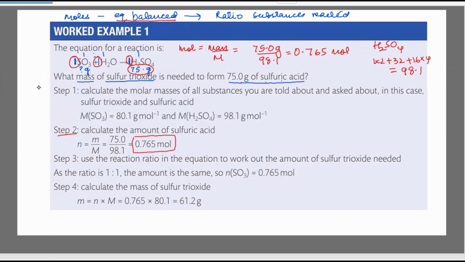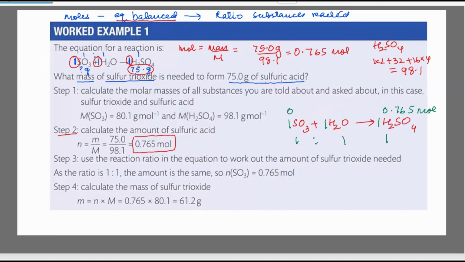Now, because we have the equation and that equation is balanced, the sulfur trioxide and water are reacting in the ratio 1:1, and you're getting 1 mole of sulfuric acid because the coefficient is 1, as I already told you previously. We calculated 0.765 moles of sulfuric acid. So automatically we know that the same moles of water and the same moles of sulfur trioxide are reacting together to give you this many moles.